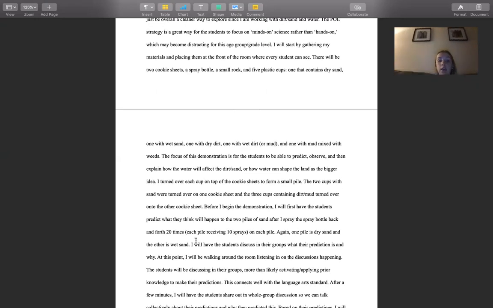So basically, what I would be doing is having the students predict what will happen first if I were to turn over, let's say, the dry sand and the wet sand, and begin spraying 20 times. What would happen to the piles? So one is dry sand, one is wet sand, and I'm going to spray 20 times like this back and forth, and they're supposed to predict what's going to happen to the sand.